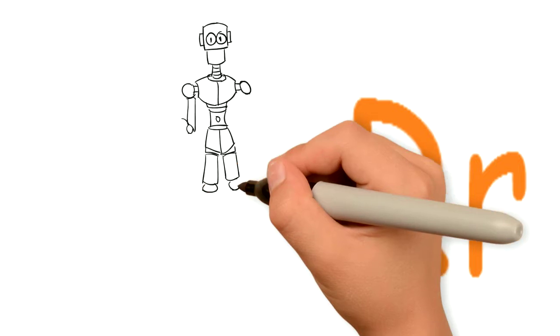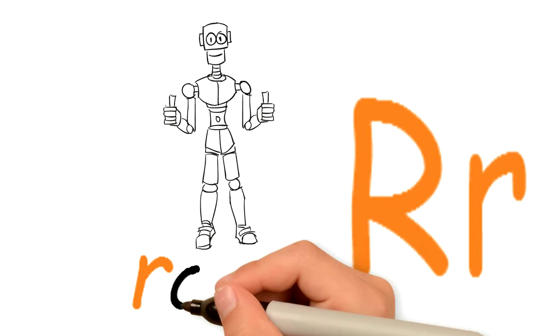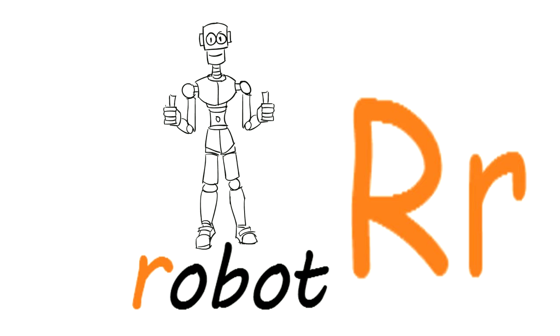How about this? What is this? Very good, it's a robot. Robot starts with the letter R. Robot.